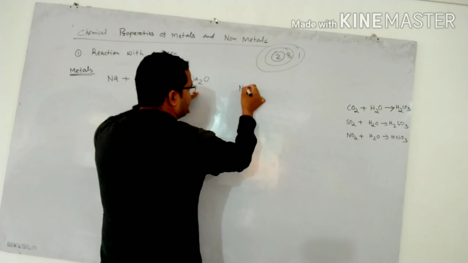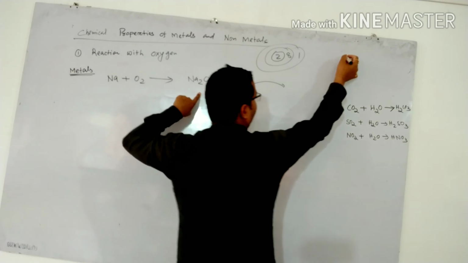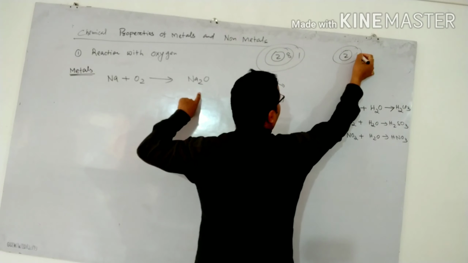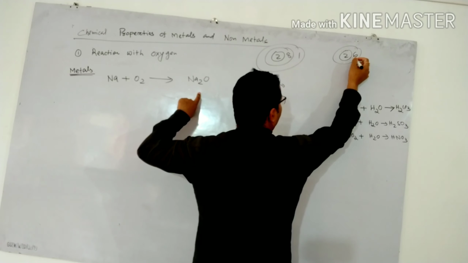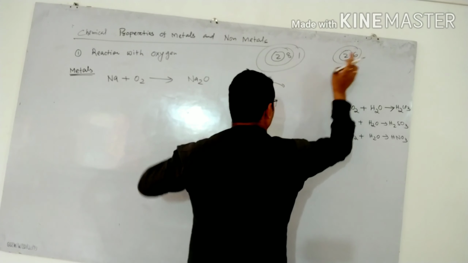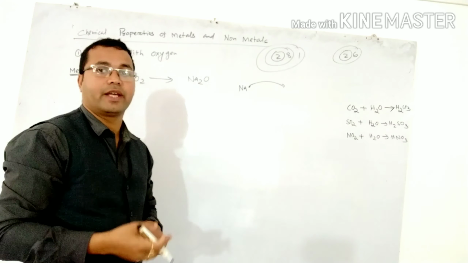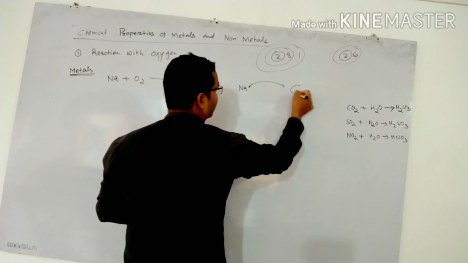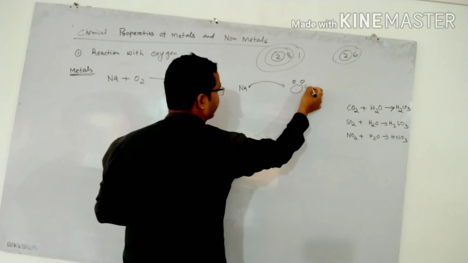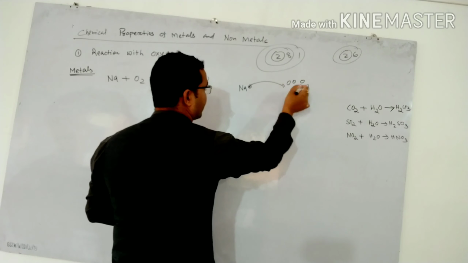I can write like this. Sodium can donate 1 electron. But the electronic configuration of oxygen is 2, 6. The atomic number is 8. So the number of electrons in the outermost shell of oxygen is 6. So oxygen can gain 2 electrons because oxygen is a non-metal. When it reacts with metal, it wants to gain electrons. So oxygen already has 6 electrons. It needs 2 electrons to get stable.